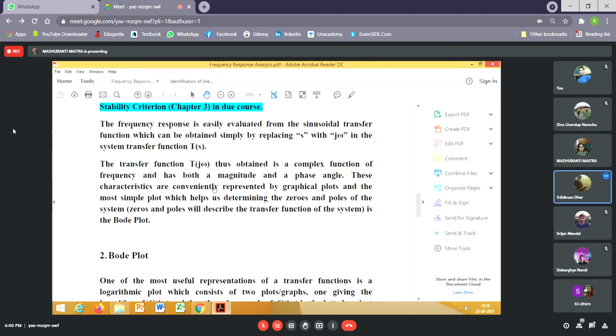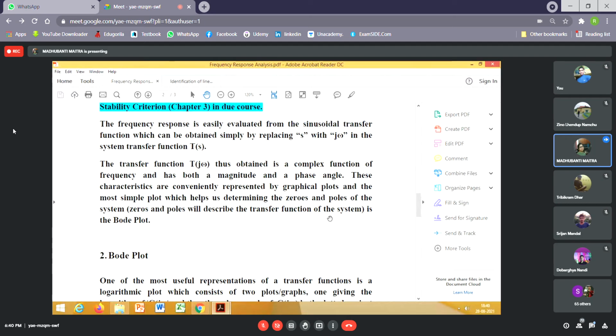The transfer function T(j omega) that's obtained is a complex function, as j omega is complex, and has both a magnitude and a phase angle. These characteristics are conveniently represented by graphical plots, and the simplest plot, which helps us determine the zeros and poles of the system, is the Bode plot. Zeros and poles describe the transfer function of the system. And remember, with the help of frequency response test and the Bode plot, we actually determine the open loop transfer function of the system, not the closed loop one.